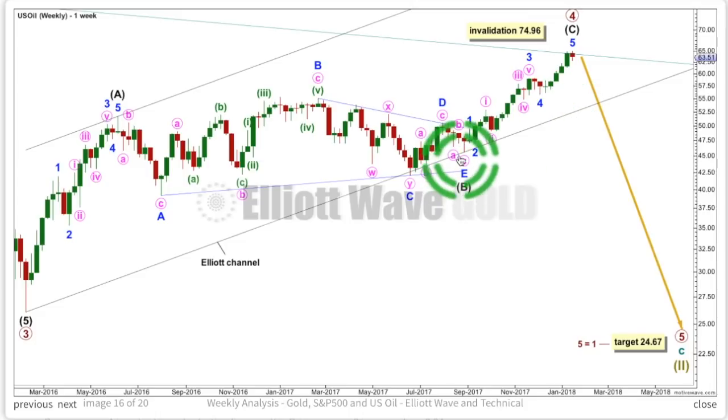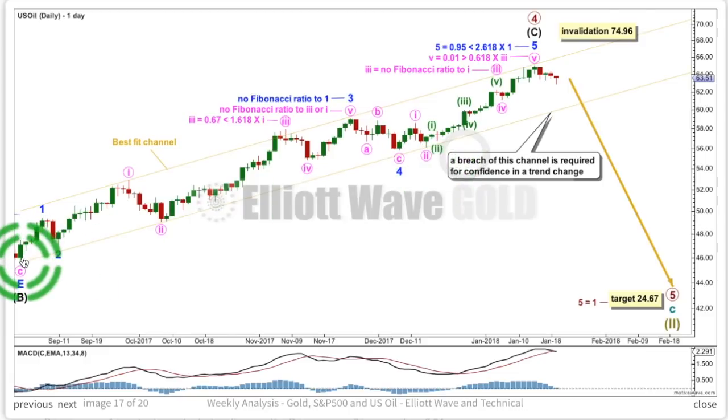Let's look at it at the daily chart level, where intermediate C begins here, this point down here. Intermediate wave C may only subdivide as a 5-wave impulse. It may have subdivided 1, 2, 3, 4, 5.